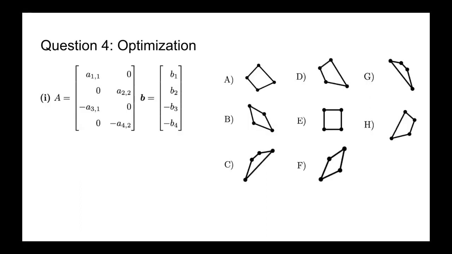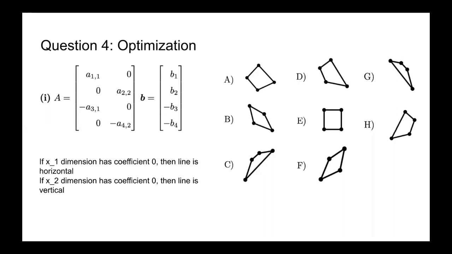So this first matrix in part I has A populated with some values and some are zeros, and then B is populated with some constants as well. So in this case, it's important to remember that when, for example, the x1 dimension has a coefficient of 0, then that means your line is going to be horizontal because it's just going to be x2 is less than or equal to something. And similarly, if your x2 dimension coefficient is 0, then that means your line is going to be vertical because the line is just going to be x1 is less than or equal to something.